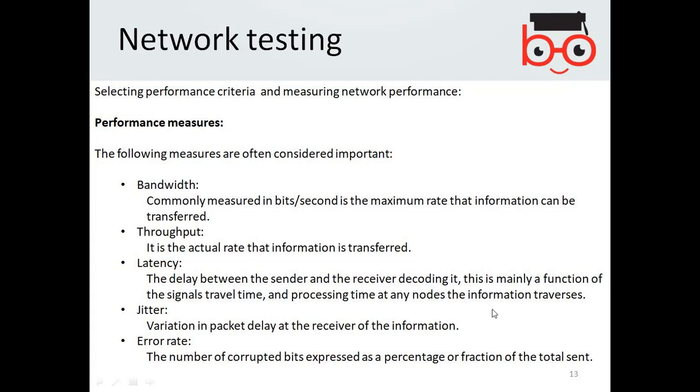Jitter is the variation in the packet delay at the receiver of the information. So probably whenever you send some information, then if there is any kind of delay at the receiver side, then there is a jitter. If the device is not ready and there is a delay for the receiver, then it is called the jitter.